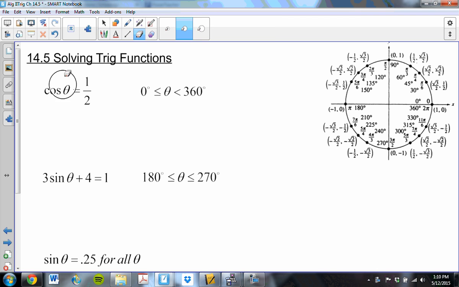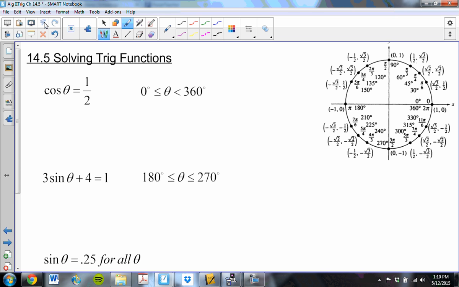You'll often be given a range of some sort, something that tells you what theta can be between. Right now we're saying theta is between 0 and 360, and it can't actually equal 360. It can equal 0, it can't equal 360. We've got to find some theta, and in fact every possible theta, between 0 and 360, where the cosine of theta gives us 1/2. Well, there's two ways to do this.